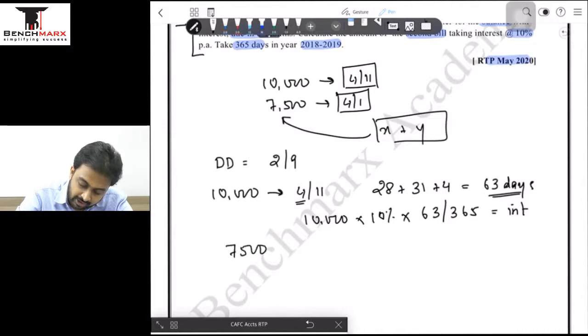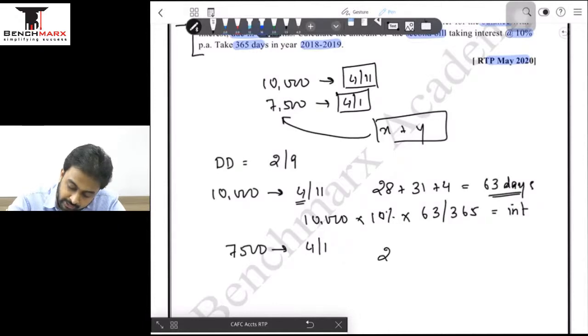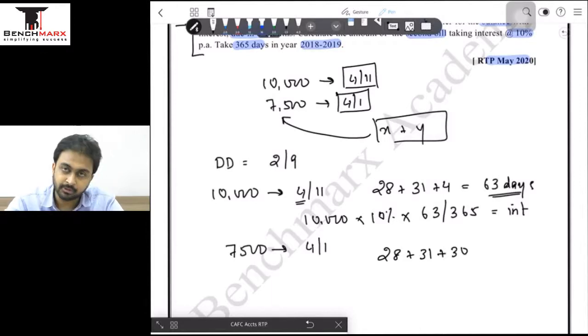The due date of this 7,500 is 4th of Jan. How far is 4th of Jan from the original due date of 2nd September? I'll have to travel for 28 days of September, 31 days of October, 30 days of November, 31 days of December, and 4 days of Jan. So 28 plus 31 plus 30 plus 31 plus 4 appears to be 124 days.